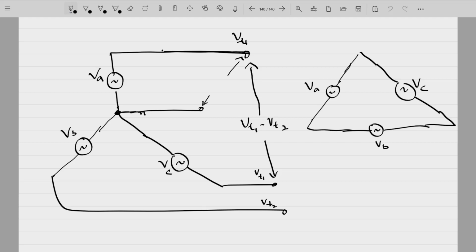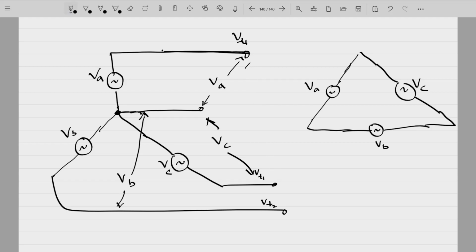Phase voltage is the voltage between a phase and a neutral. That will simply, for the star connection, be VA, VC, and between this and this it will be VB. Okay? Phase voltage is the voltage between the phase and the neutral. Now there is a voltage between a phase and a phase.